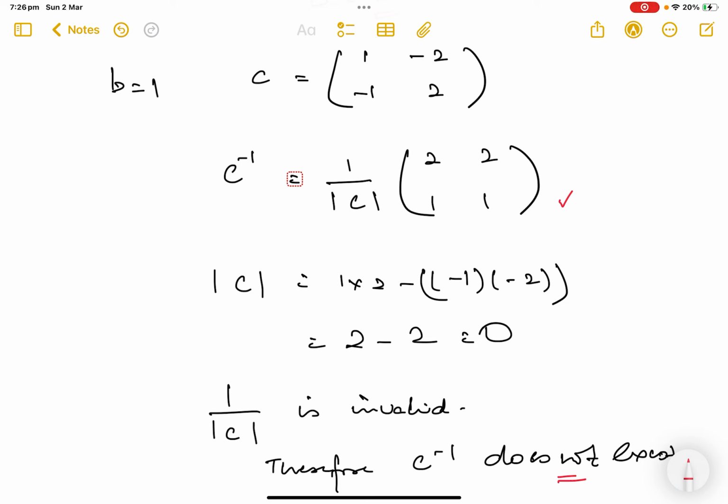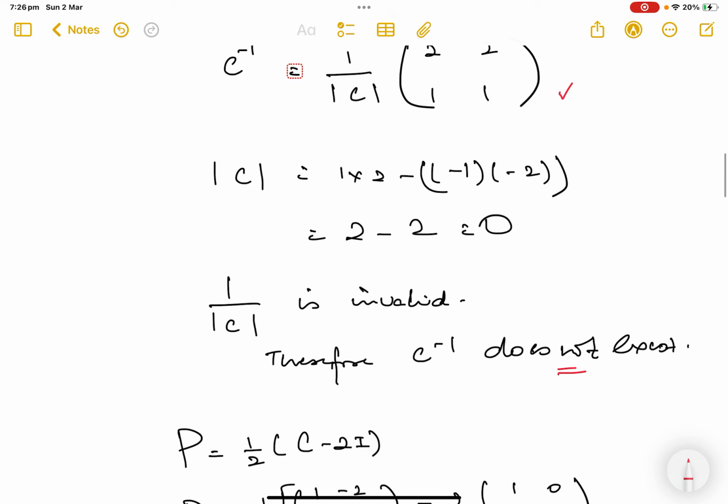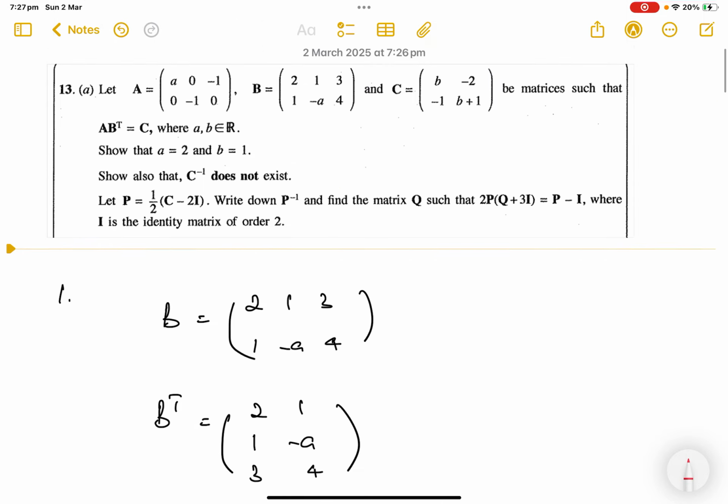The determinant of C is simply 1 times 2 minus minus 1 times minus 2. Minus 1 times minus 2 is plus 2, and 1 times 2 is 2, so 2 minus 2 is 0. If it's 0, then 1 over 0 is infinity. So 1 over determinant C is invalid because the determinant of C is 0. Therefore, the inverse of C does not exist. That's what we had to prove.